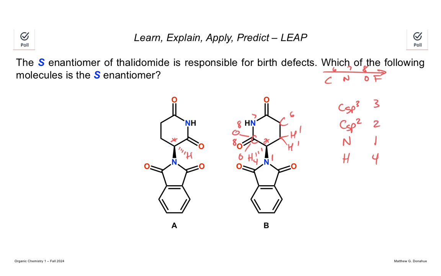So we have 1, 4, 2, and 3. What order do those go in? That's clockwise, so that will be R. Because A is the exact mirror image, that has to be S.